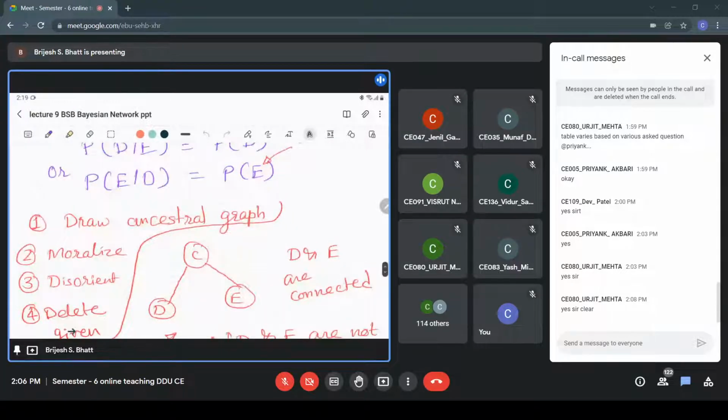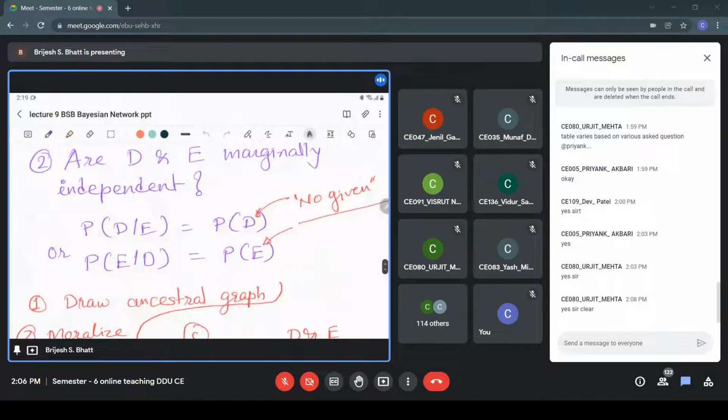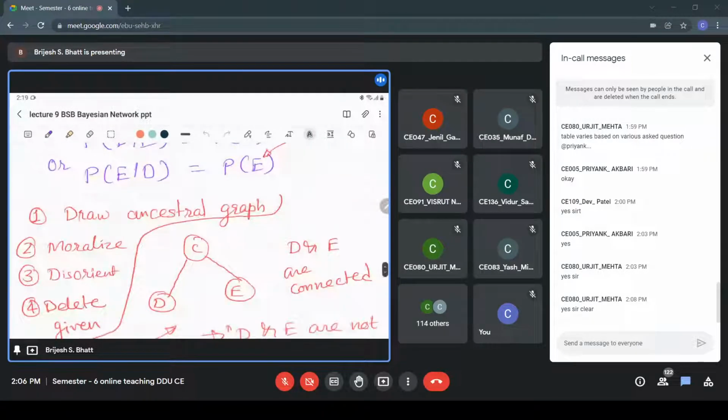Delete the given. So nothing is given here. We are asking about marginal independence. So nothing is given, so nothing to be deleted. And this is the graph we are left with. So now what question do we ask? Is there a path between D and E? Answer is yes. There is a path between D and E. And that is why D and E are not marginally independent.